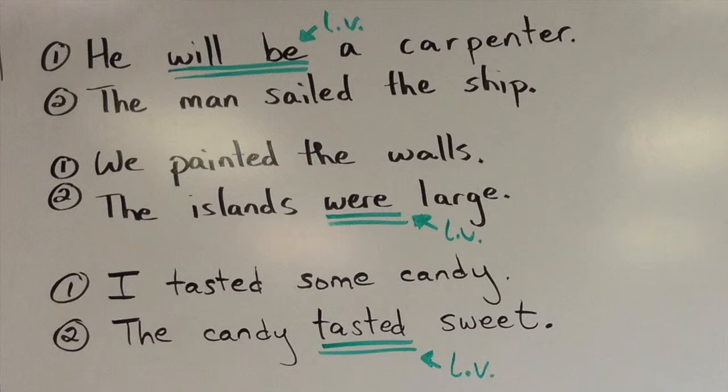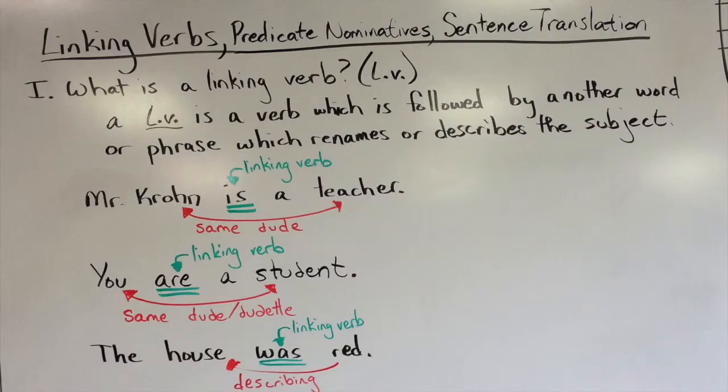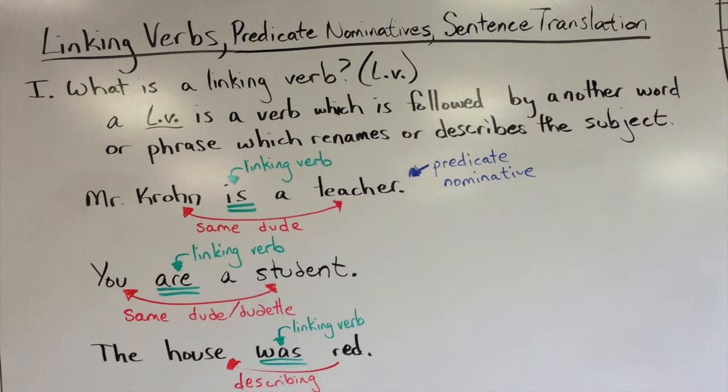Now let's talk about predicate nominatives. And I want you to write the following down. A predicate nominative is a noun which is after a linking verb and which renames the subject. So if we go back to our first two sentences which we wrote down in our notes, Mr. Crone is a teacher and you are a student. In the first one, Mr. Crone is a teacher. The word teacher is our predicate nominative because it's a noun which is after a linking verb and which is renaming our subject.